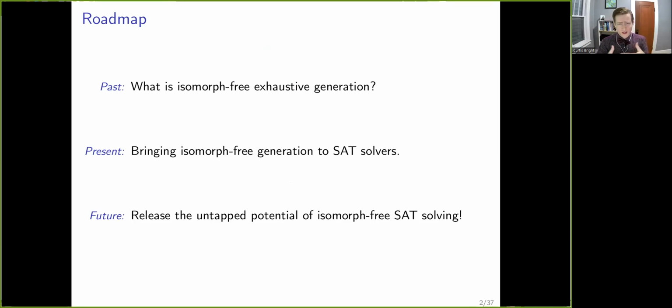So I've structured the tutorial in sort of three parts. First is looking kind of towards the past and giving you a background of what isomorph-free exhaustive generation is, because I don't assume you have familiarity with this. And then I'm going to bring it into the present day, where I'll go over two applications of some recent work where we've brought isomorph-free exhaustive generation to SAT solvers and got some relatively nice results.